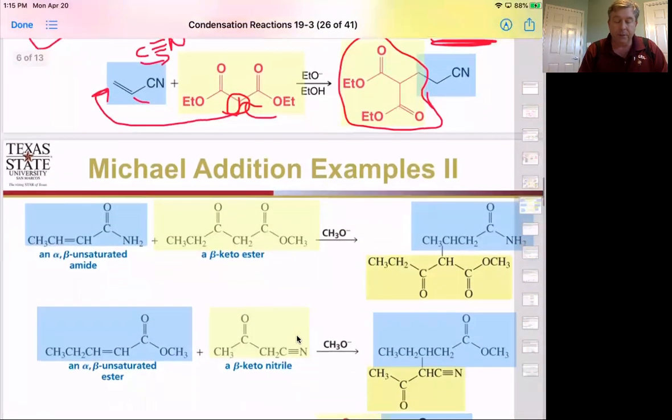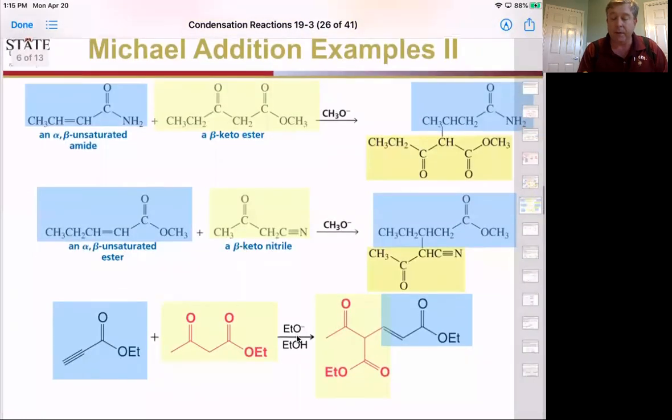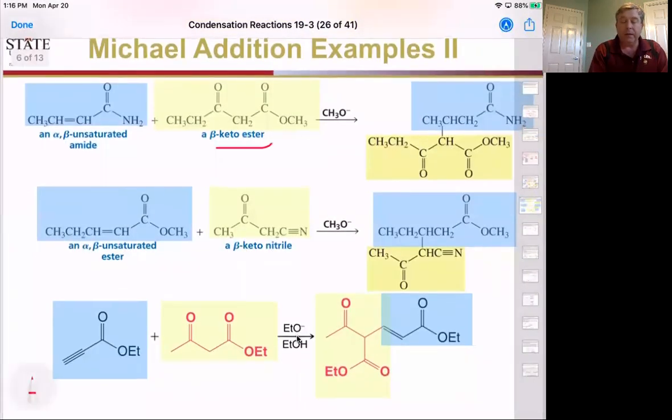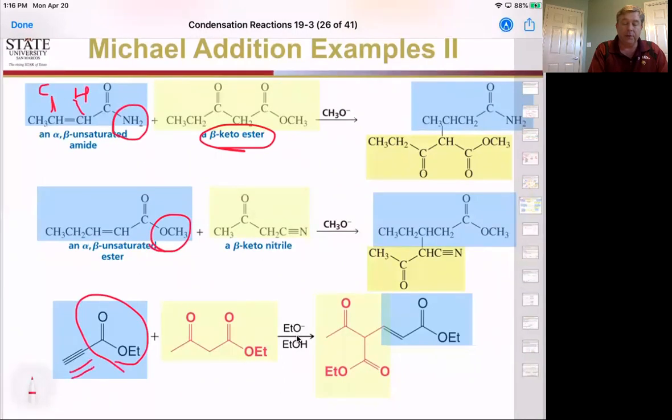Okay, so let's go through a couple different examples on how we can do this. So we can do it with our diketo species, and we always again get that addition, our carbon-carbon bond is formed on our beta carbon, and our hydrogen is always transferred to our alpha carbon here. And we can do that with amides, esters, and in this case, it's an ester, and we have a triple bond instead of a double bond, okay?